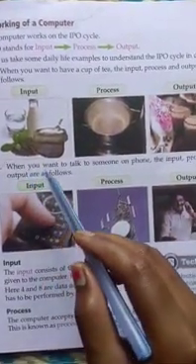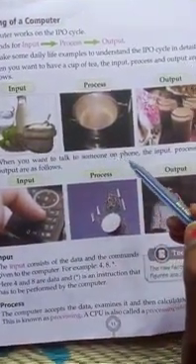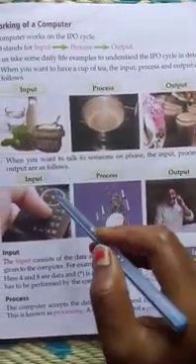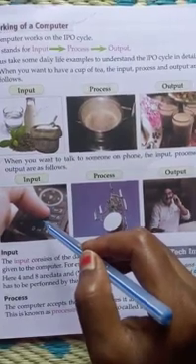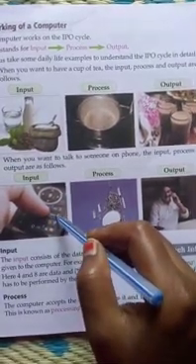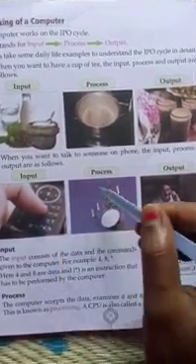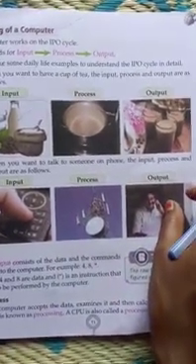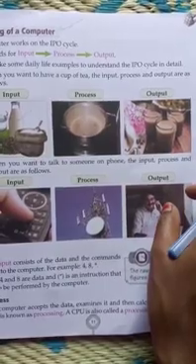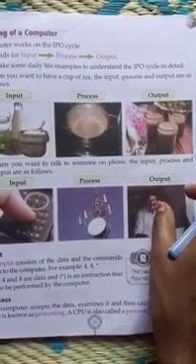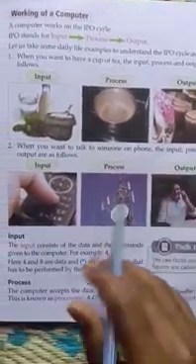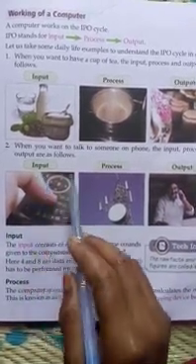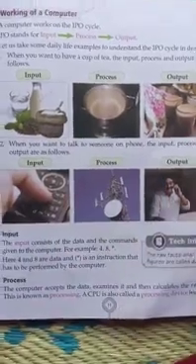Like that, when you want to talk to someone on the phone, the input, process and output are as follows. Suppose someone dialed you, that is input, and it is processed here and you get a call on your mobile, that is your output. So let's know about input, process and output.